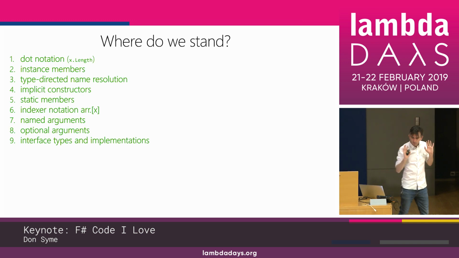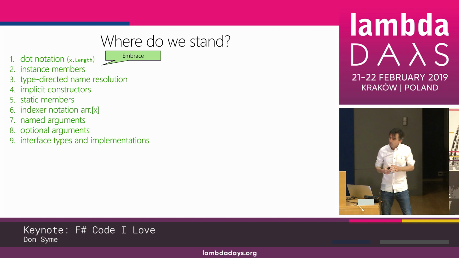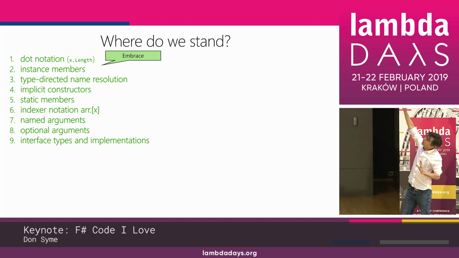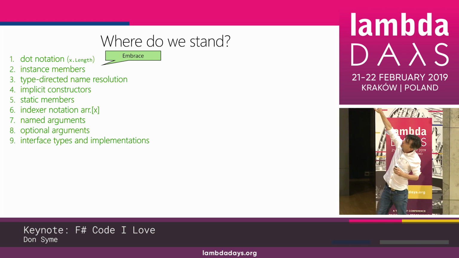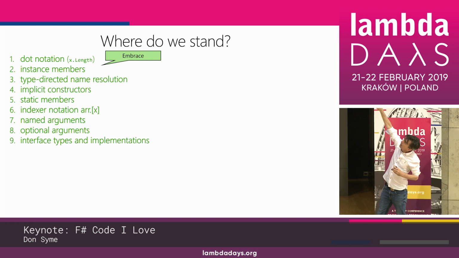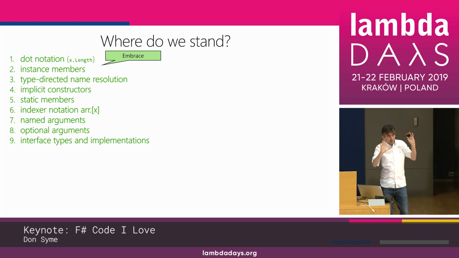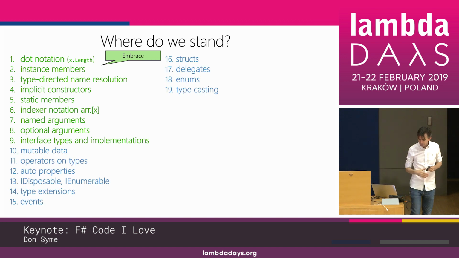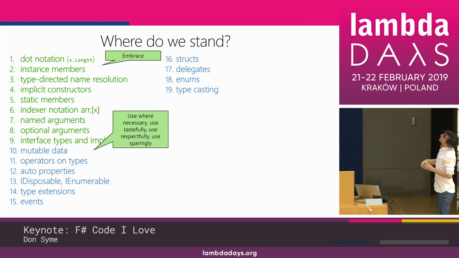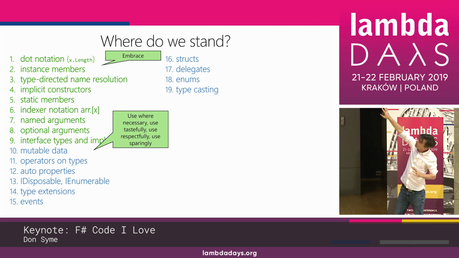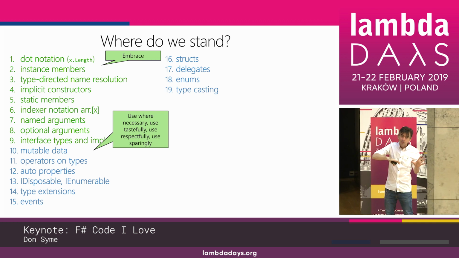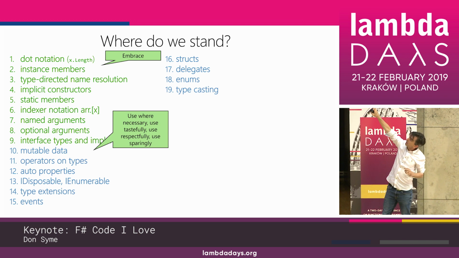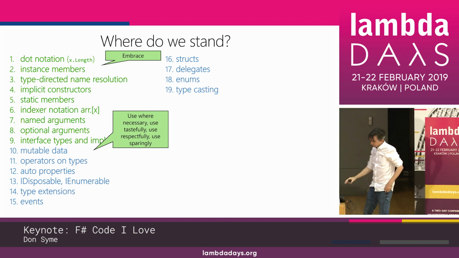So how does this break down? More or less, we embrace a set of things, such as the dot notation. We embrace the kind of object programming I showed before, and some things like named arguments and optional arguments, and index notation. So many of those things to do with making F# a better API language. And then there's a set of things which we have, but you use them only where necessary, tastefully and sparingly. Mutable data, we're functional first, but you can do mutable data. There are patterns like IDisposable, IEnumerable, you implement those where necessary, and the interoperability elements.